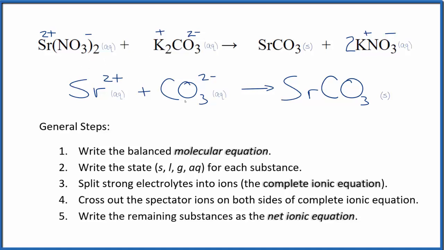If you count the atoms up, they're balanced, and the charge is balanced as well. We have 2 plus, 2 minus. That gives us a net charge of 0. Over here, this is neutral, net charge of 0.